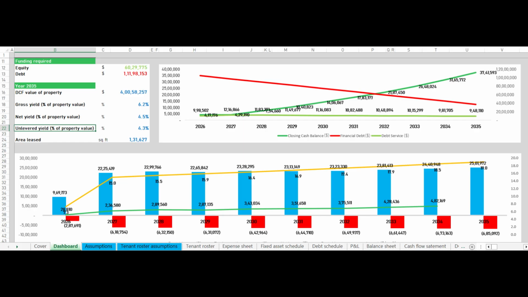On the right side, you can see there's a chart which shows the financial debt in the red line, which is constantly going down. We also have a closing balance of cash, which keeps on going up as the time passes by. And at the bottom, you can see a line that is for debt service. So it tells us the amount of money we are paying to service the debt. So yeah, this was the dashboard.